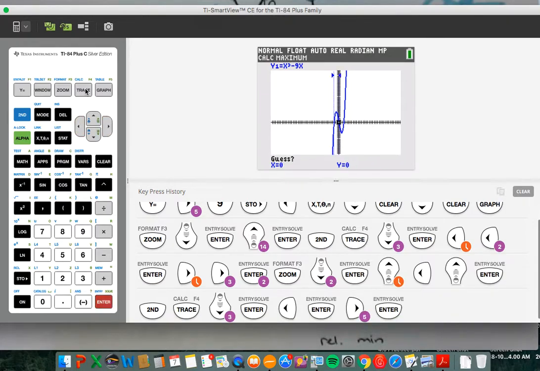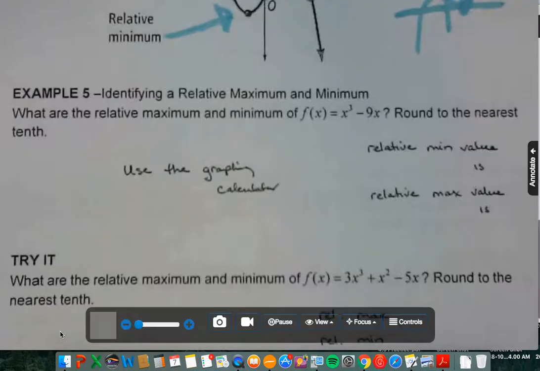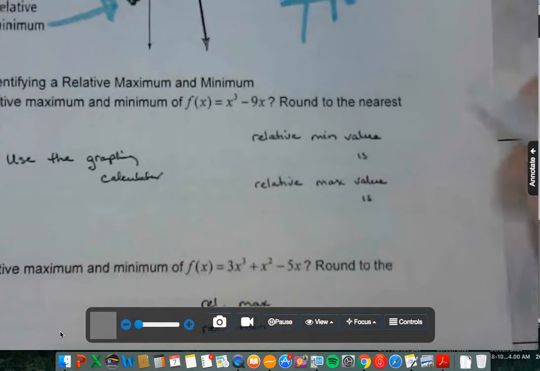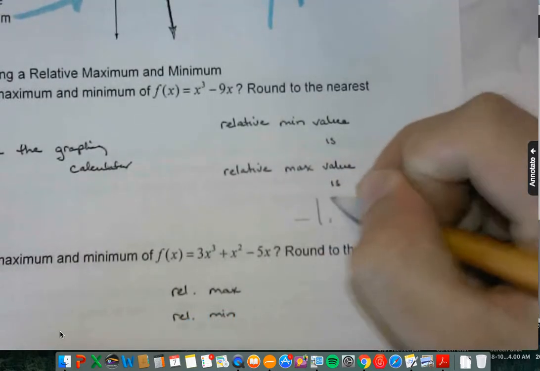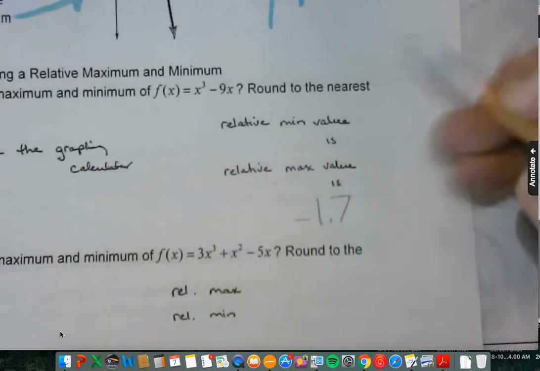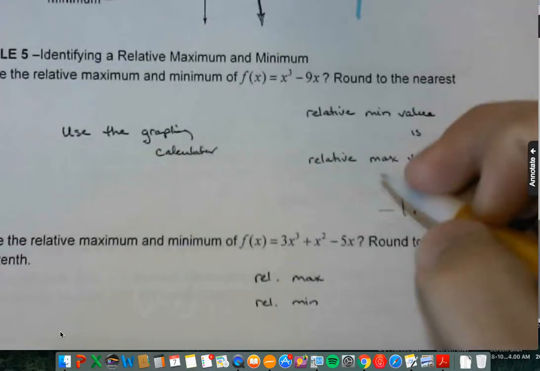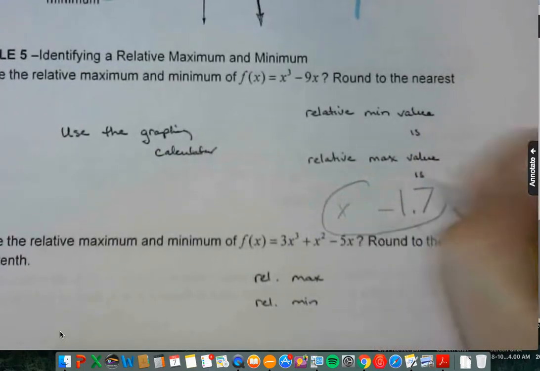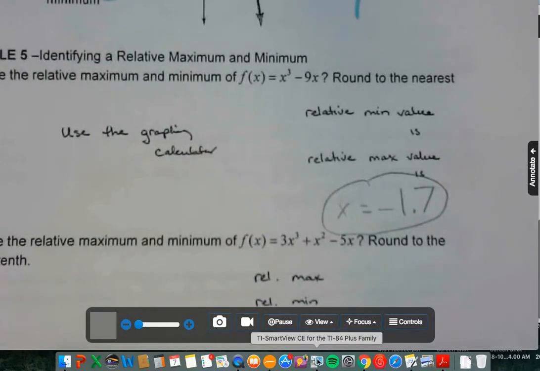This is definitely going to be a maximum. So the question's asking us to give an approximation. So the maximum here is negative 1.732. So relative maximum is negative 1.7. And it says round to the nearest tenth, so that's what I'm doing here. So negative 1.7, that's our maximum.